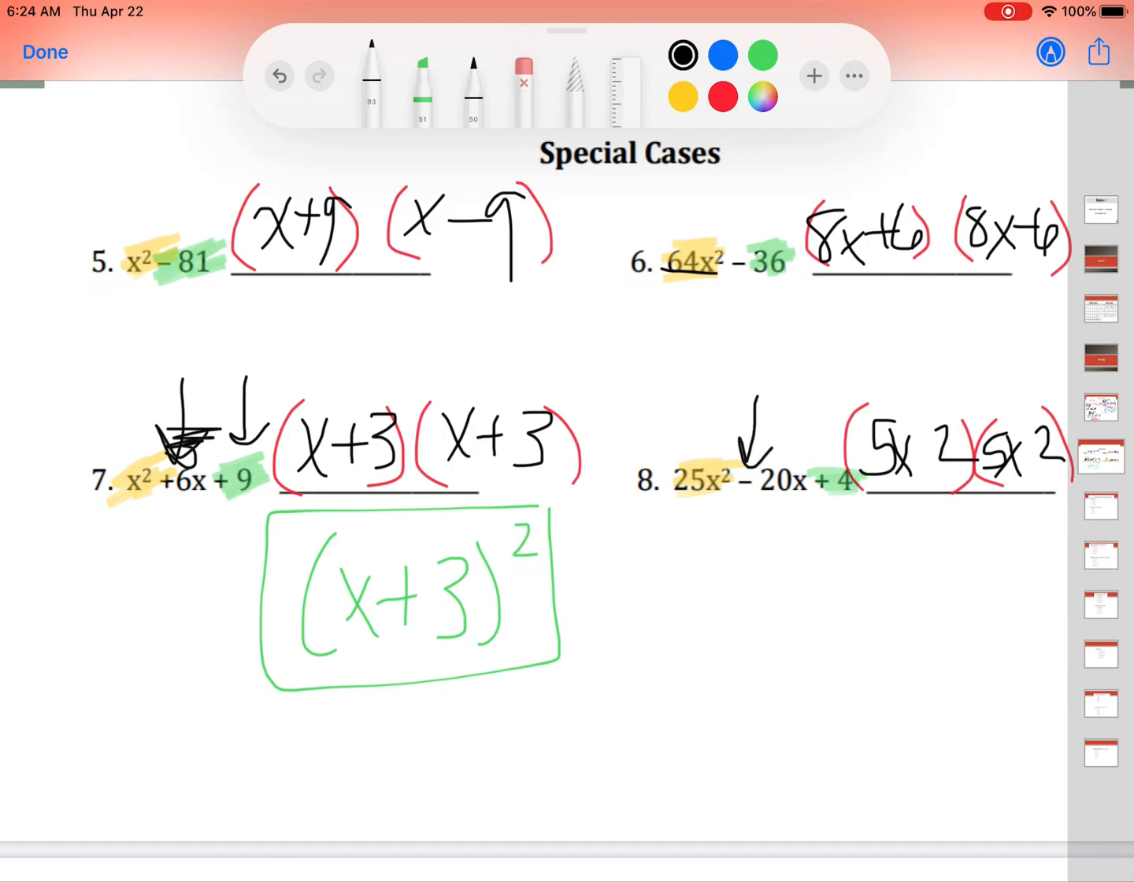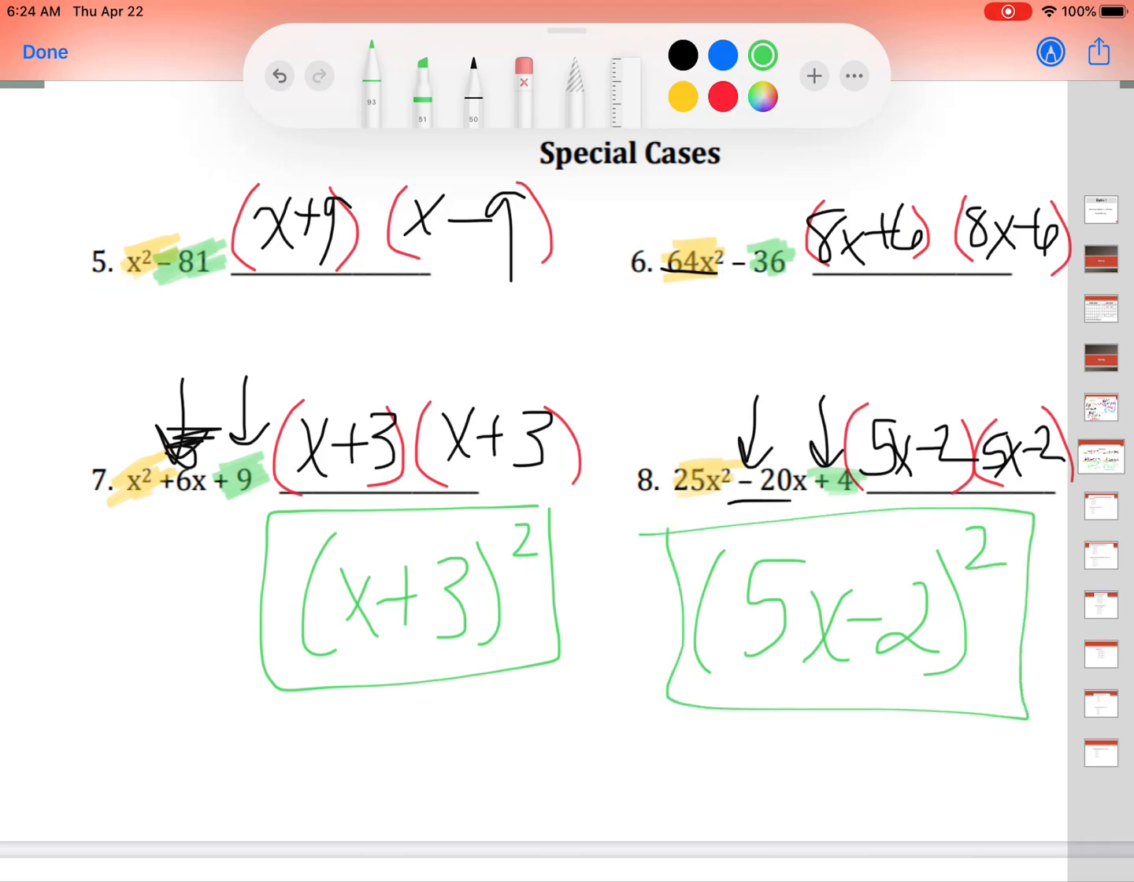So what that means is this has to be a negative times a negative, which would make this a positive. But when you multiplied them out, it would make your middle term a negative. So when there's 3 pieces with perfect squares, your sign has to be the same, because now I can rewrite this as 5x minus 2, and there are 2 of them. Very easy.